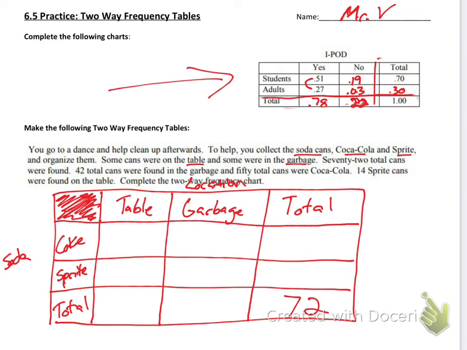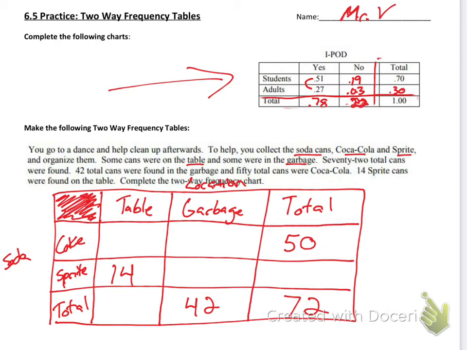42 total cans were found in the garbage. So if I go to the garbage, total will be 42. And 50 total cans were Coca-Cola. So 50 cans were Coke. 14 Sprite cans were found on the table. And then from here, we just need to figure out the rest. So I'll do that in a different color. We'll go with blue.